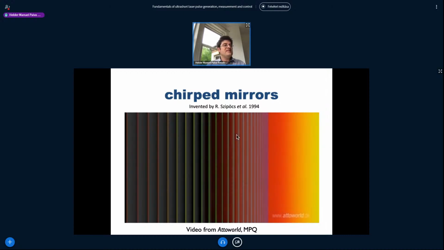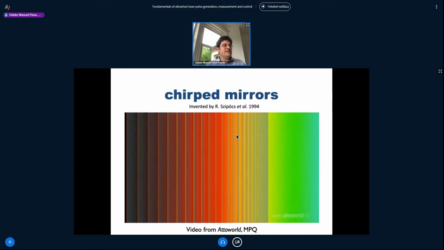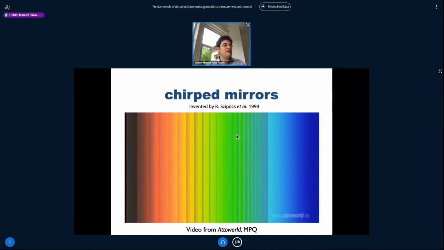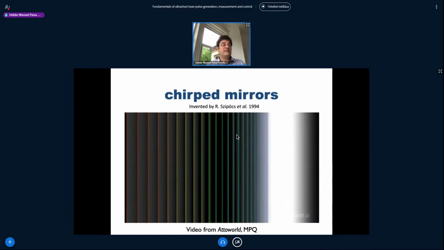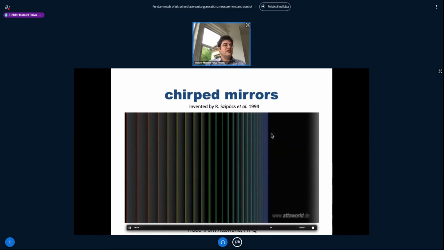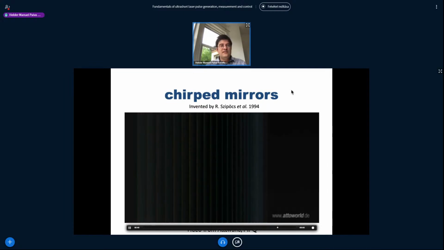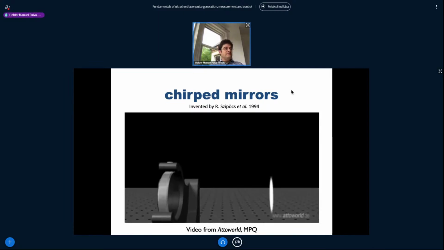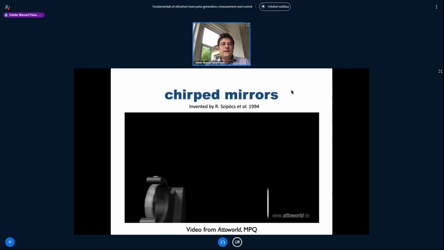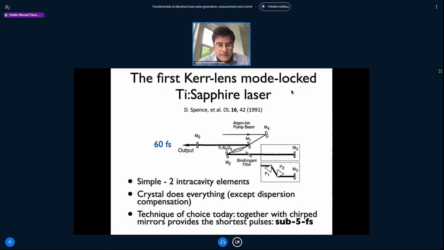And now we see what happens inside the mirror. As the light penetrates the mirror, the red frequencies go deeper and then back, and the blue frequencies are reflected in the very early stage. So you get this compression of light by using chirped mirrors. So this technology is the technology of choice to control pulses, even though it was not used on the very first laser.